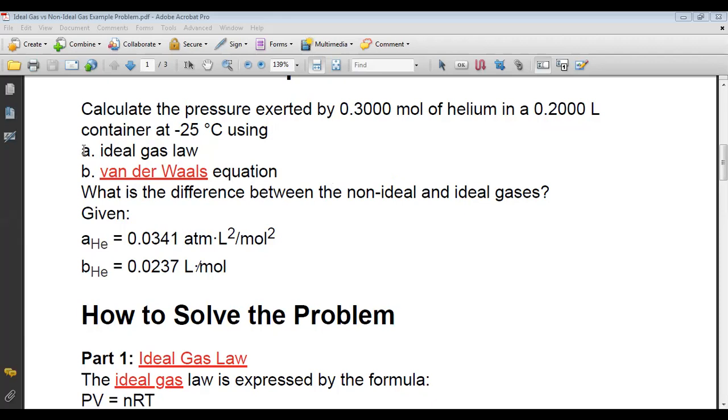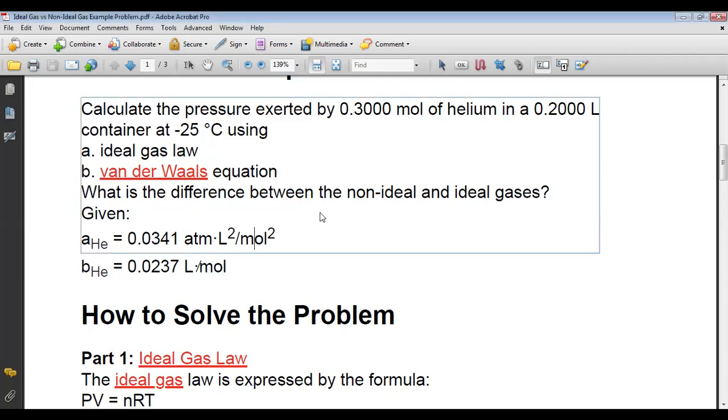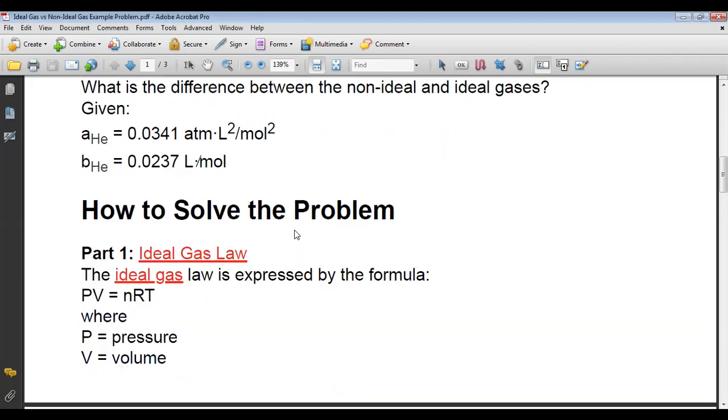So we will check the ideal behavior of the helium, and we will also check the real behavior of the helium, and later on we will discuss what the difference is between the non-ideal, meaning real, gas and the ideal gas. These are the constants a and b, the constants for the pressure and the volume, when you put the data in the van der Waals equation. So all the data is given over here.